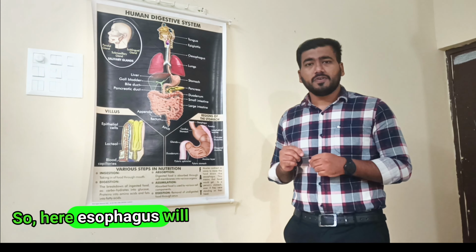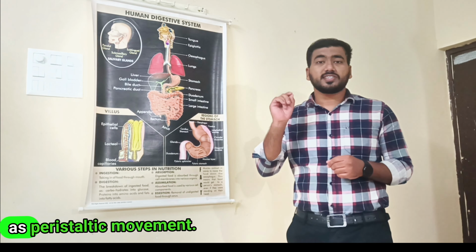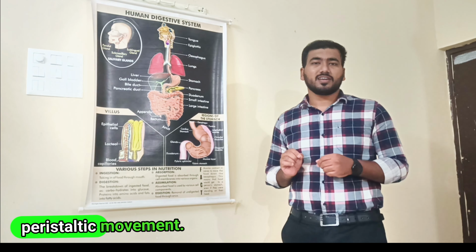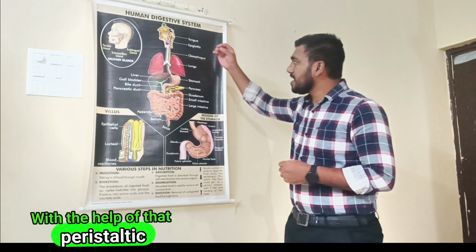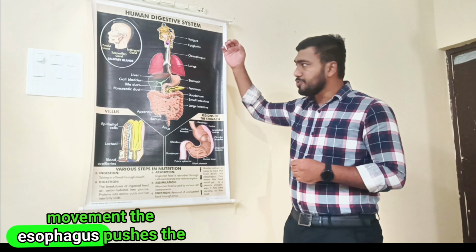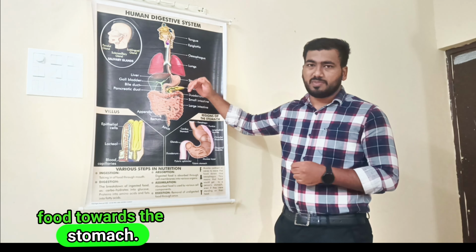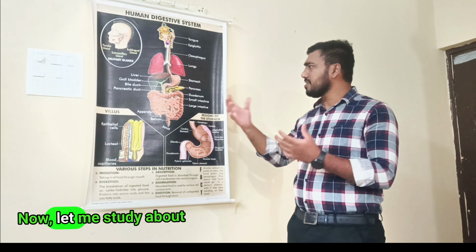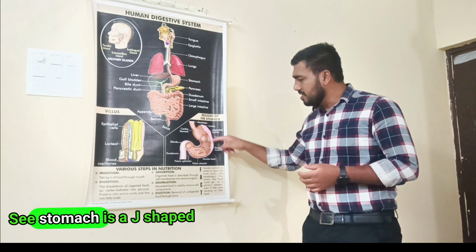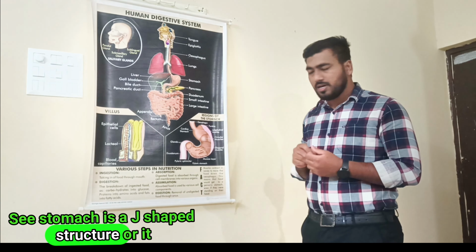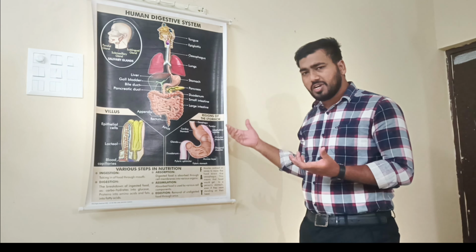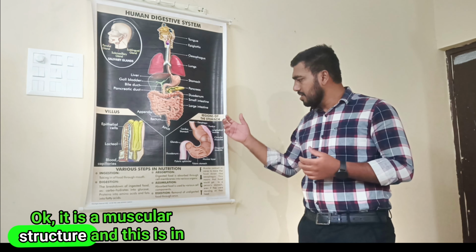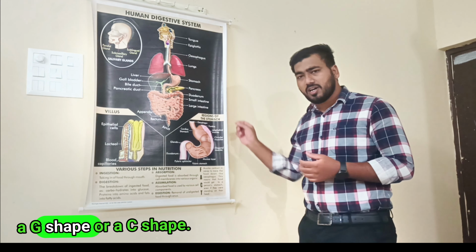Here the esophagus will show a movement called peristaltic movement. With the help of that peristaltic movement, the esophagus pushes the food towards the stomach. So once the food reaches the stomach, let me study about the stomach. The stomach is a J-shaped structure, or you can call it a C-shaped structure. It is a muscular structure.